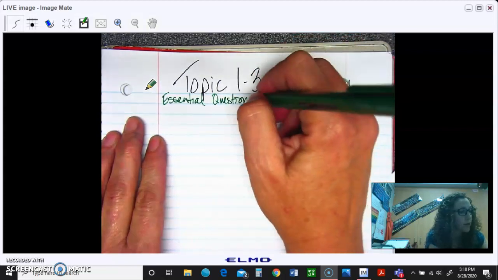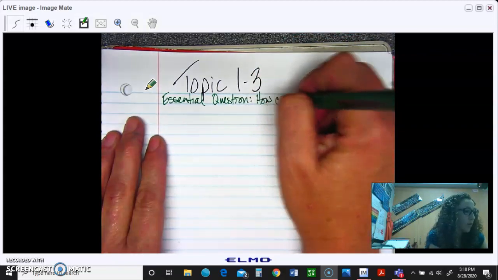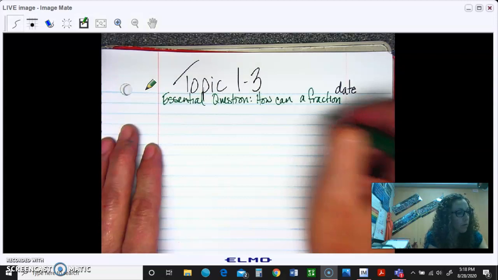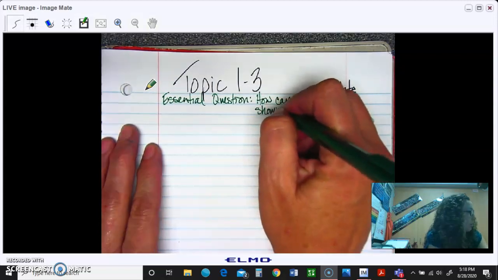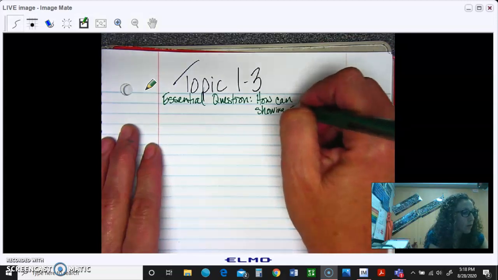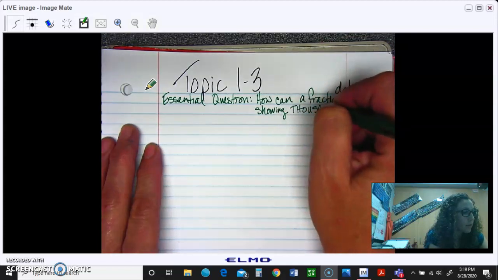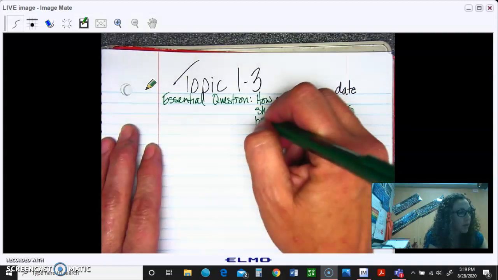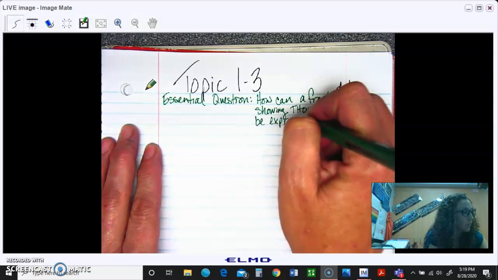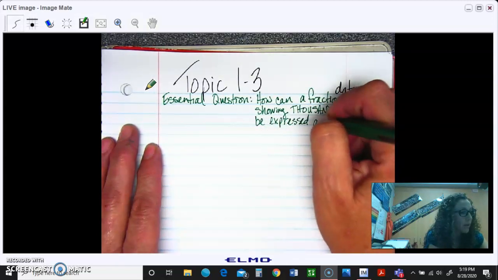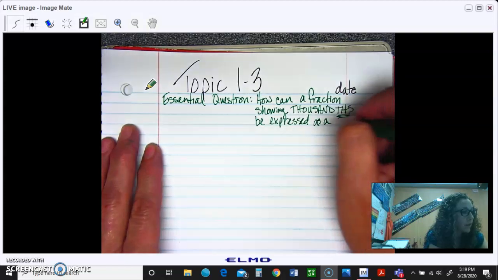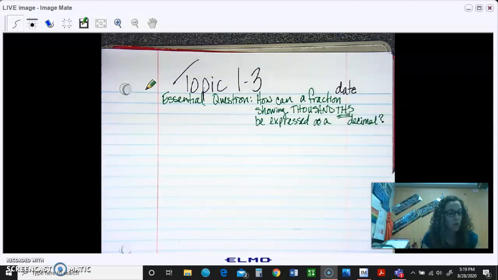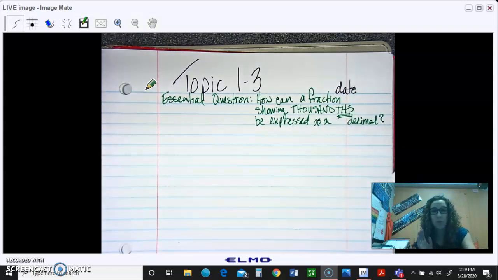Which is, how can a fraction showing thousandths be expressed as a decimal. Okay, so please remember I did ask you guys to make sure your notes look like mine.